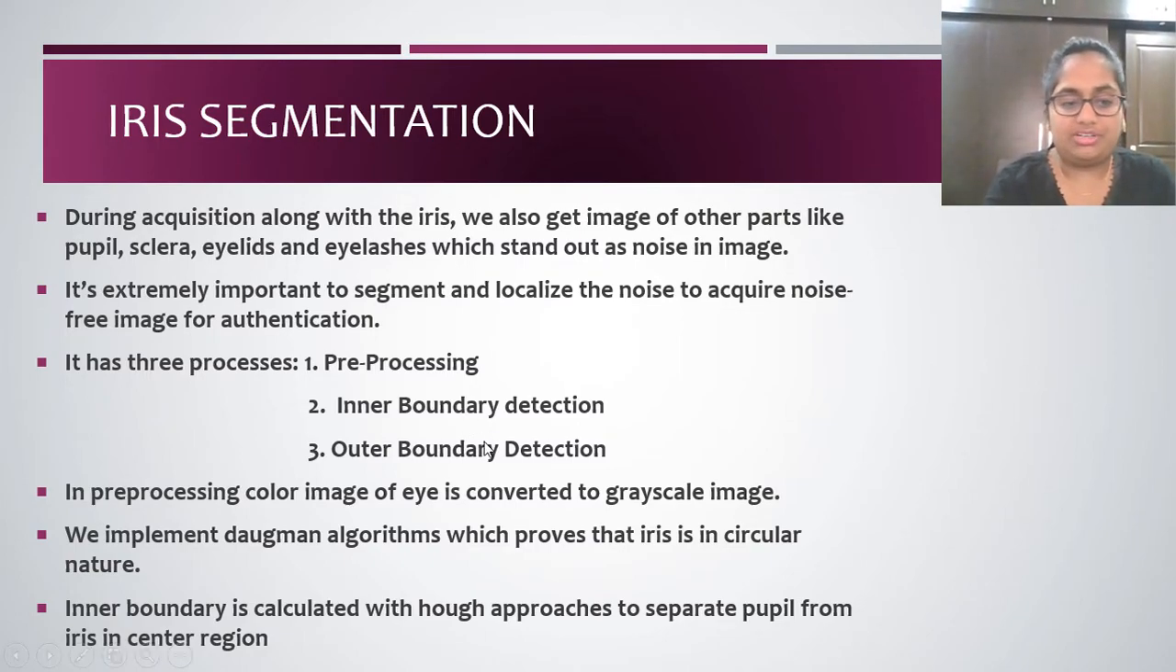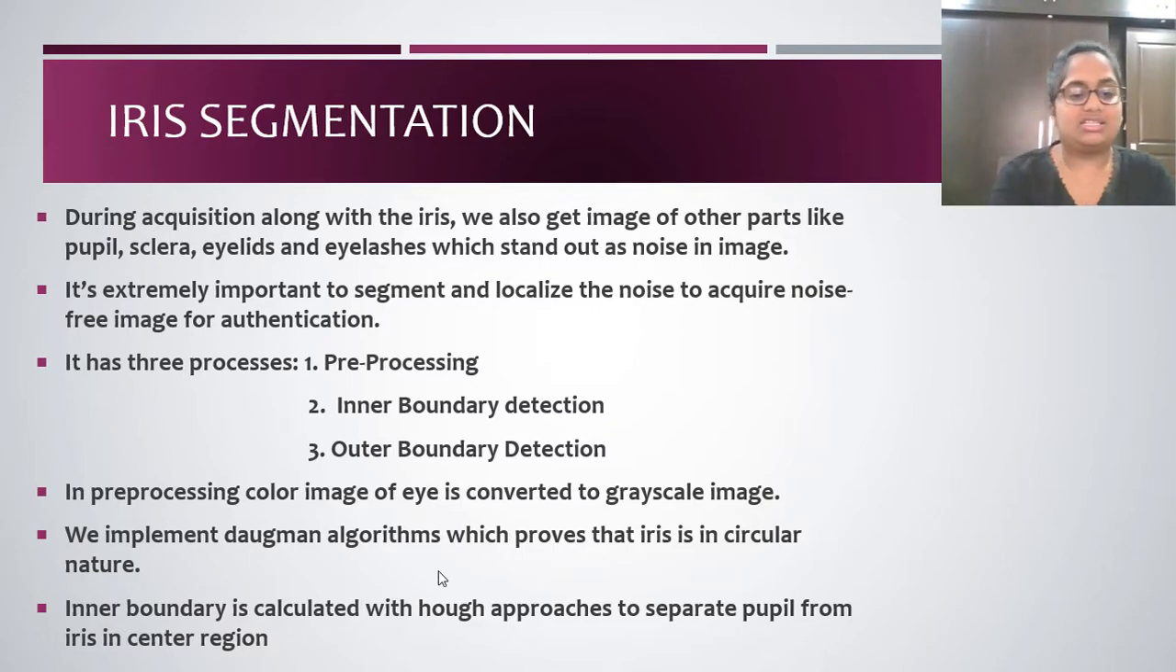Coming to the outer boundary detection, we implement an algorithm called the Daugman algorithm. The main work of this particular algorithm is proving that the iris is circular in nature by calculating the outer diameter range of the iris, like the surrounding area of the iris.